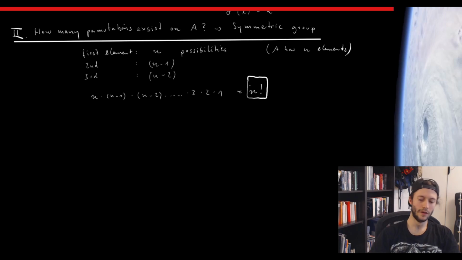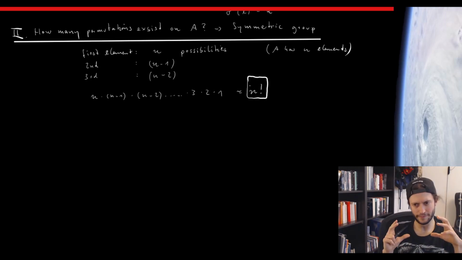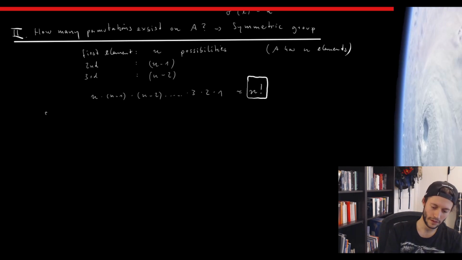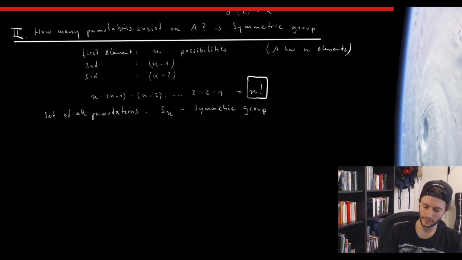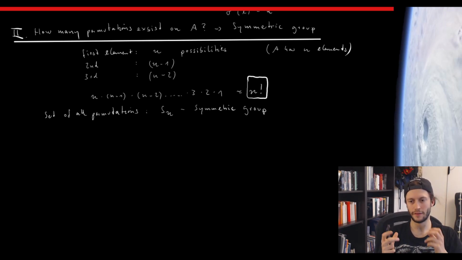Now, let's make a set, not of these elements in A, but a set of all permutations. And let's give this a name. The set of all permutations, let's call this one Sn, the symmetric group. So the symmetric group contains all ways to shuffle this deck.